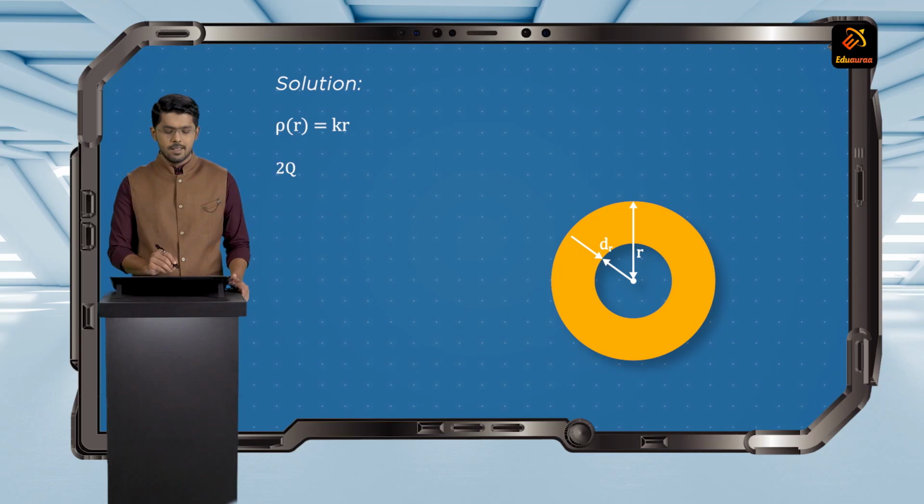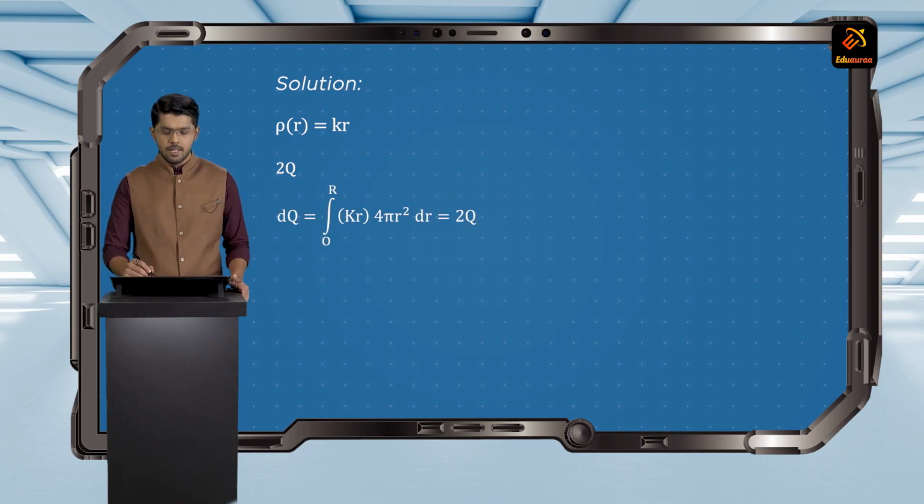So let us try to calculate the small charge dq on this spherical shell. It will be the charge density k into r multiplied by the volume of this hollow shell, which is 4 pi r square dr. And let's try to integrate it from r equals 0 to r equals capital R. Now, in the question, it specifies that this is equal to 2q.